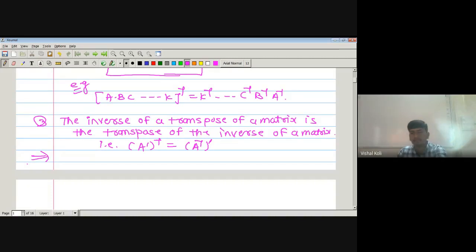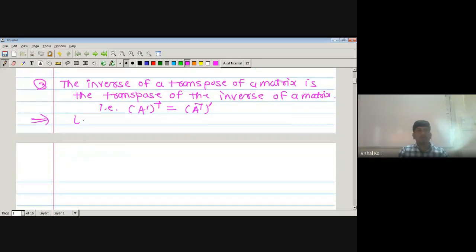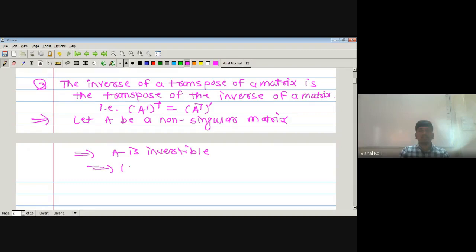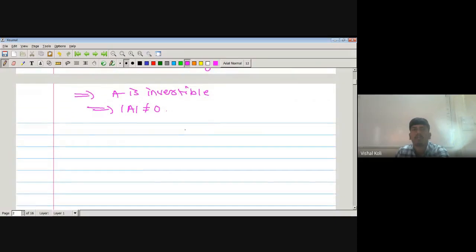Okay, see its solution. Now, let A be a non-singular matrix. As A is a non-singular matrix, which implies A is invertible. As A is invertible, it means that the determinant of A is not equal to 0. And we know that the determinant of A and the determinant of A transpose are the same. Therefore, as the determinant of A is not equal to 0, the determinant of A transpose is also not equal to 0, since the determinant of A is equal to the determinant of A transpose.